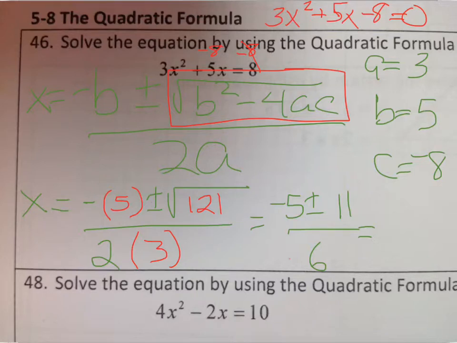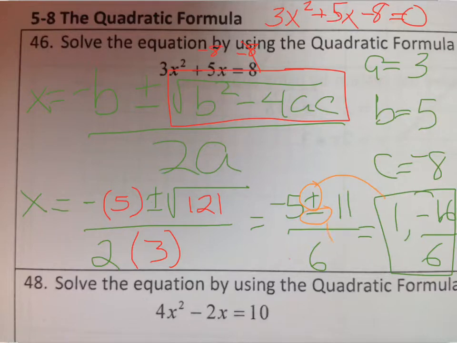If you're left with a square root in your final answer, totally fine. But here, since I can do numbers, negative 5 plus 11 is 6 over 6 is 1. And negative 5 minus 11 is negative 16 over 6. Those are my 2 answers. So I just simplified it. One of them using the plus sign right here, and the other one using the minus sign right there. So there you go.